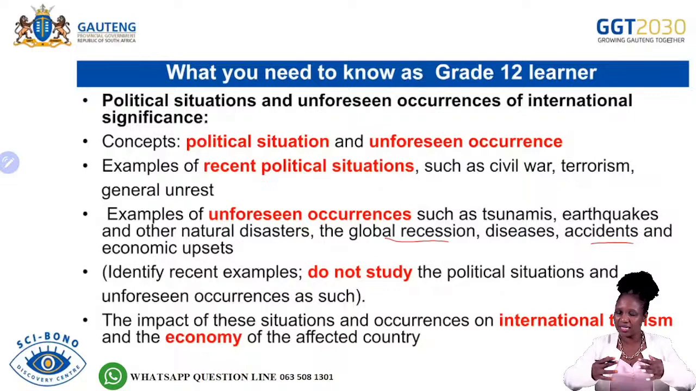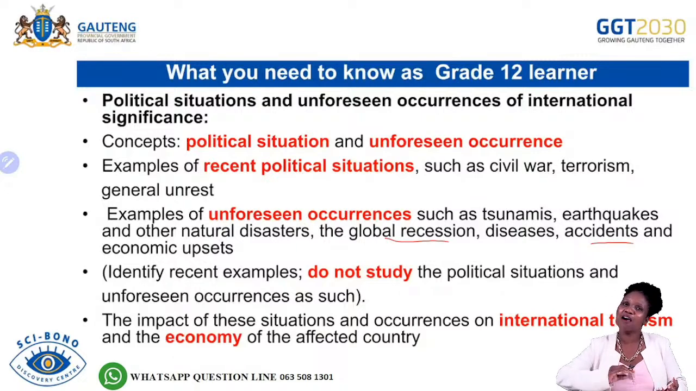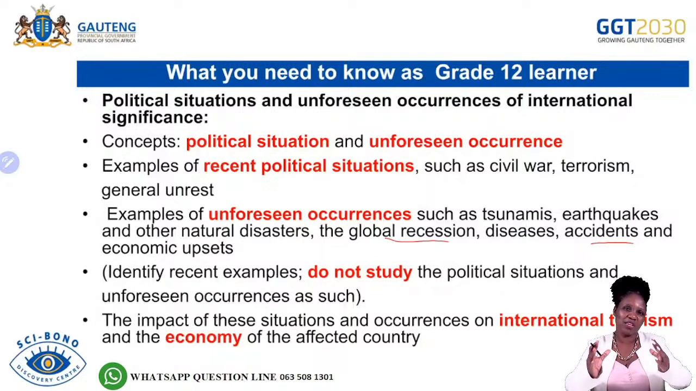For example, what is happening now in the world? Remember, learners, tourism is about current affairs. You need to always listen to the news, all right? What is happening in Iceland? There are volcanic eruptions that are taking place, and people have been evacuated from that town where there are eruptions. That is an unforeseen occurrence. Do you get it? And then we also have earthquakes.